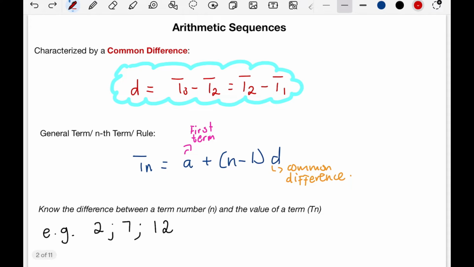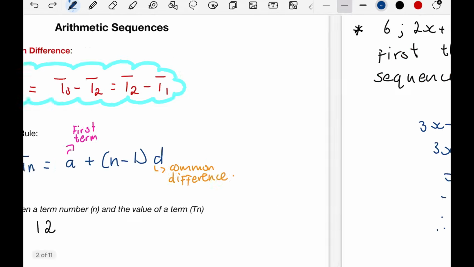Now let's talk about the general term, otherwise known as the nth term, or otherwise known as the rule of an arithmetic sequence. You should know by now that that is Tn is equal to a plus n minus 1 times d, where a is the first term and d is the common difference. Let's look at an example.